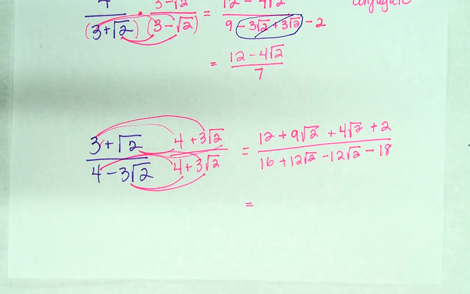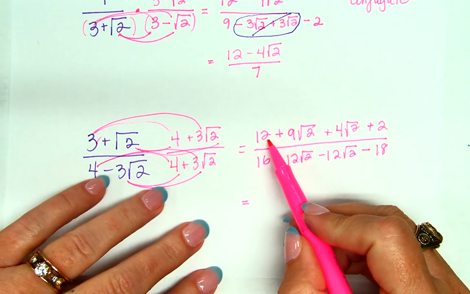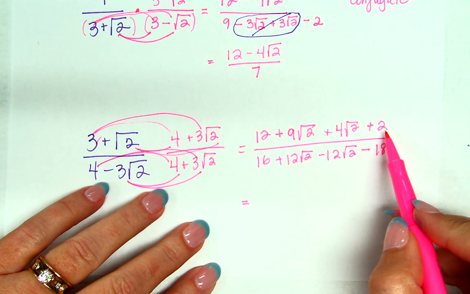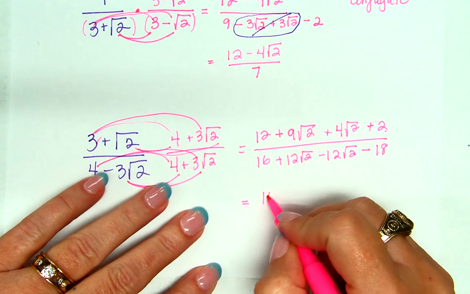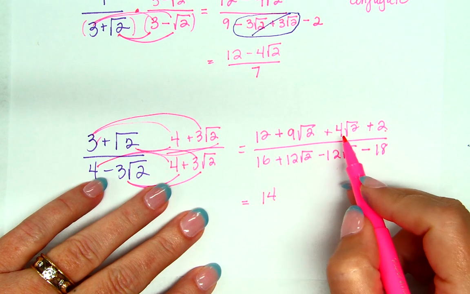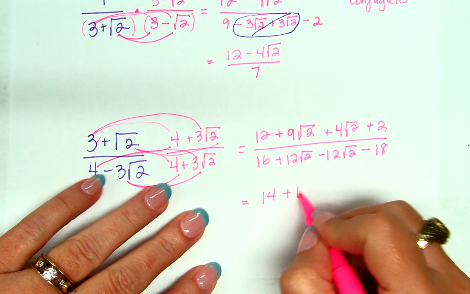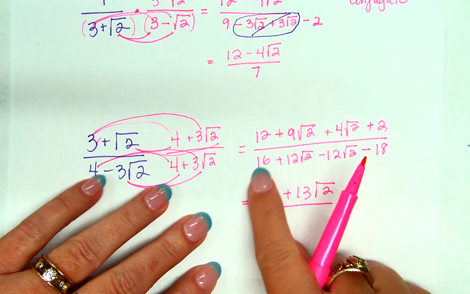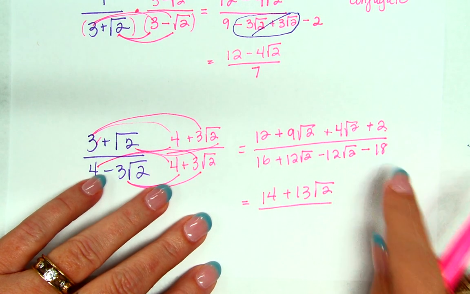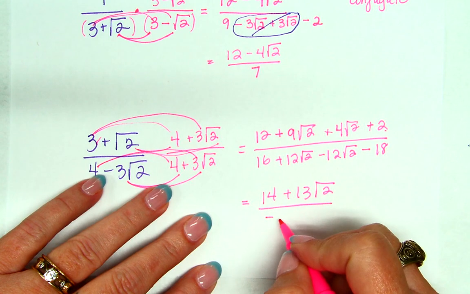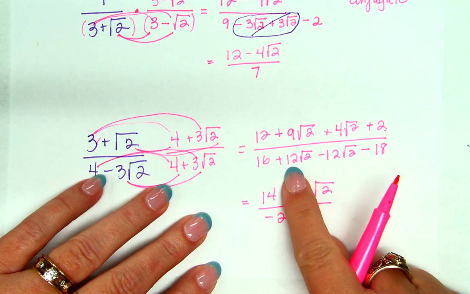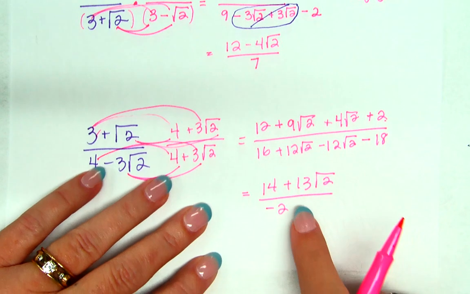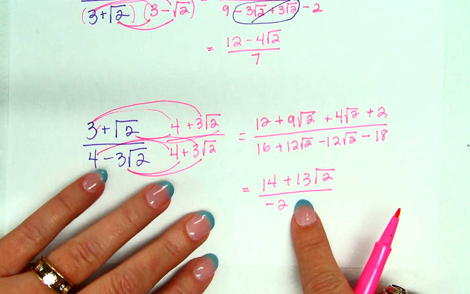So what does this simplify to be? In the numerator, I've got 12 and 2, which is 14. I've got 9 root 2 and 4 root 2, which is 13 root 2. And in the denominator, I have 16 minus 18. Negative what? Negative 2. And then I've got 12 root 2 minus 12 root 2. That's 0. So this is the answer.